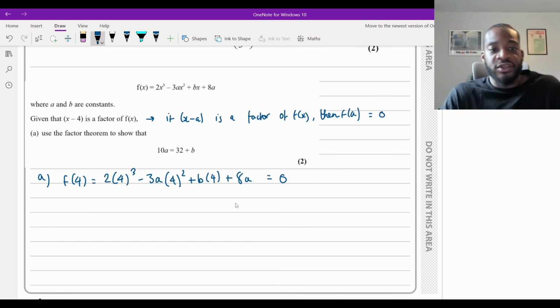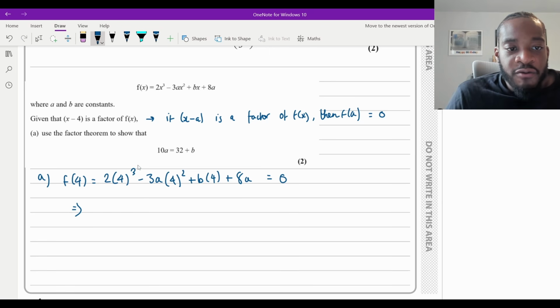So now it's just a matter of rearranging. 4 cubed is 64, double that, that's 128. I've got a minus there, 3 times 4 squared. 4 squared is 16, 16 threes are 48, so that's going to be 48a. And then we've got 4b, and then we've got plus 8a, and then this is equal to 0.